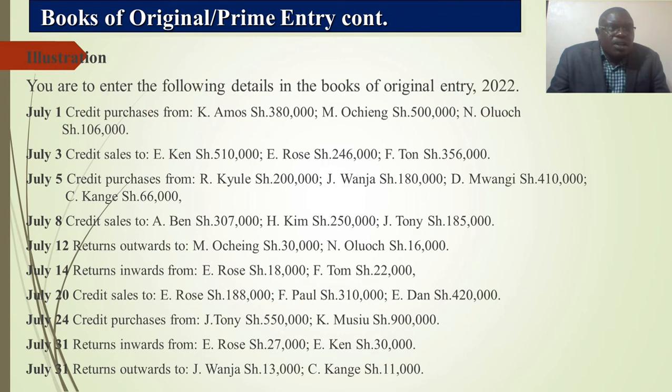So what are you required to do? To prepare the books of original entry. In this case, you are supposed to prepare all the books of original entry, but the information we have here pertains only to the 4 books of original entry which we have discussed so far. So let us see how we are going to prepare the sales journal, the purchases journal, the purchase returns journal, and the sales returns journal.